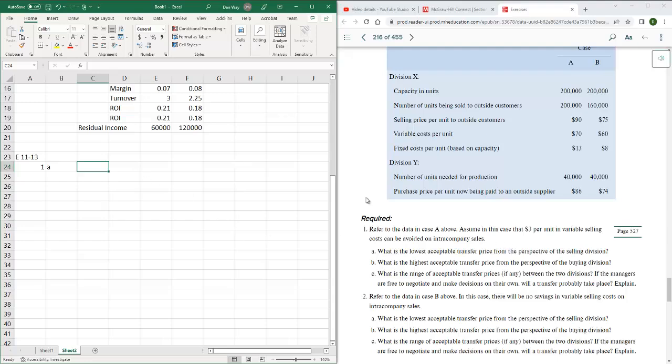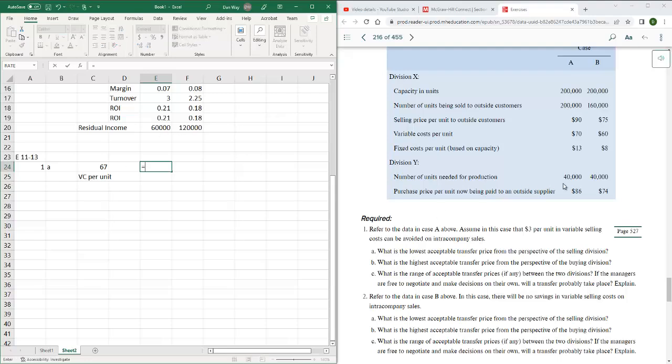The variable cost per unit of this product is $70, but it also told us that could be reduced by $3 by avoiding some selling costs if we do this internally. So the true variable cost in that scenario A is $67 variable cost per unit. Now to that, we want to add that potential opportunity cost of lost sales to the outside customer, and we express that on this per unit basis.